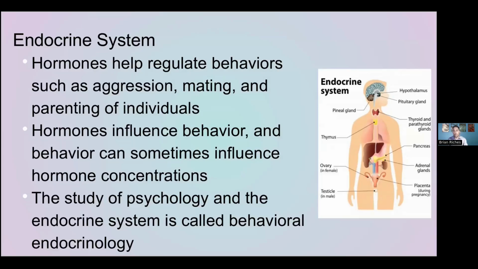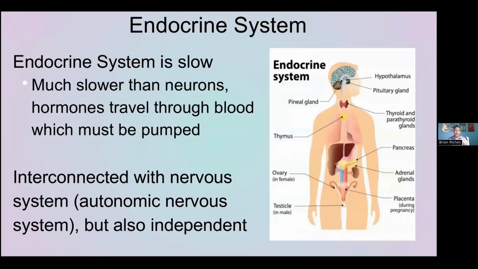And with this, the main point of the endocrine system is that it's slow. It's a lot slower than neurons. Neurons can fire 200 times a second. For the endocrine system, we're kind of down to what the body can read in the bloodstream.